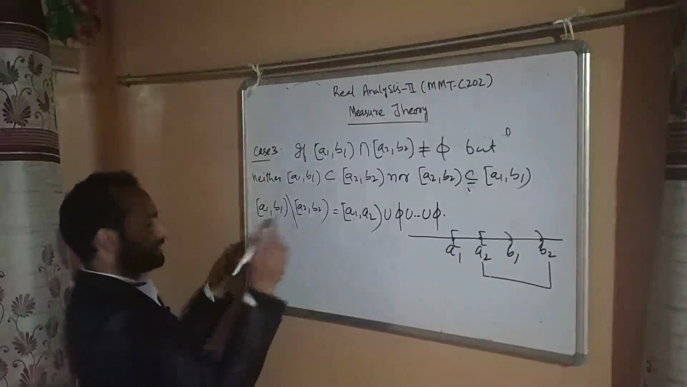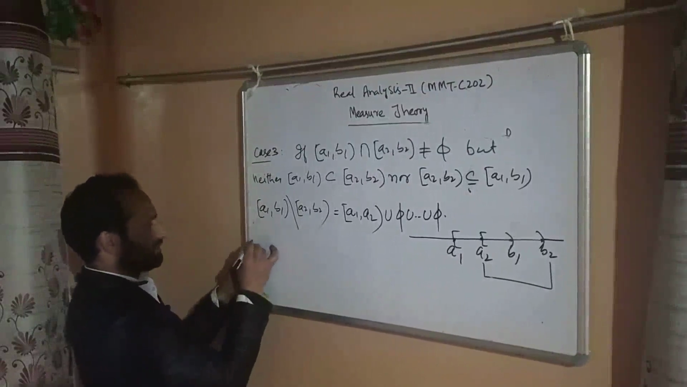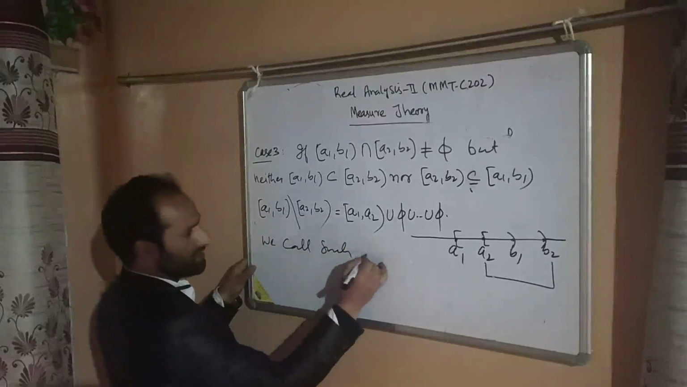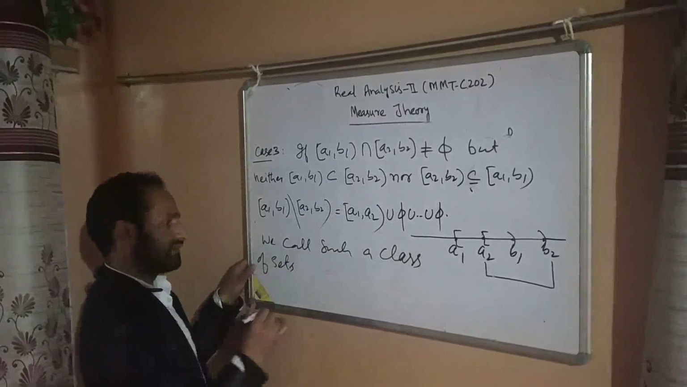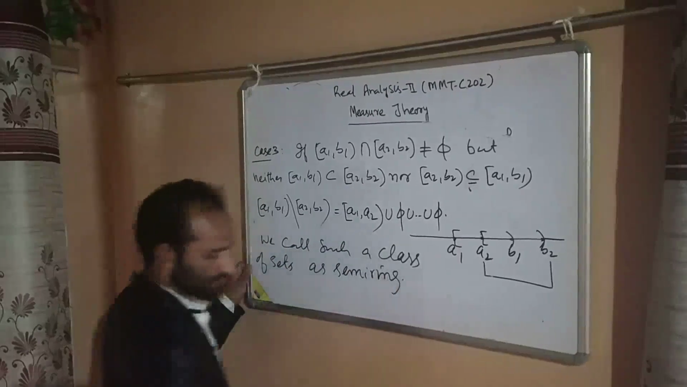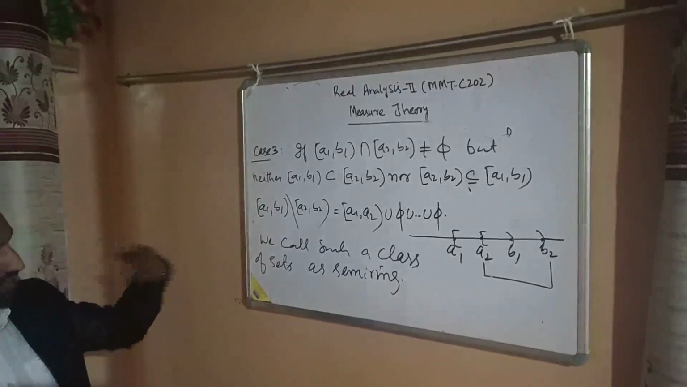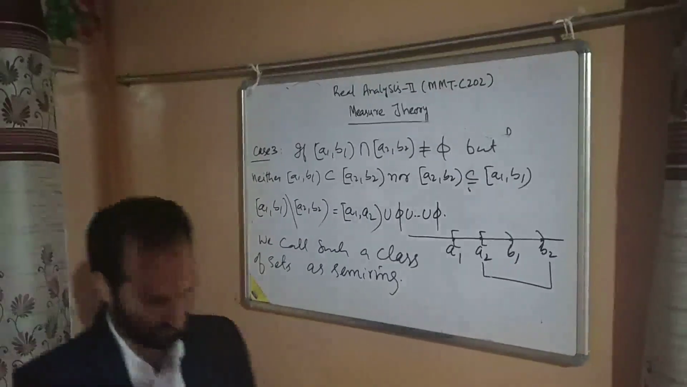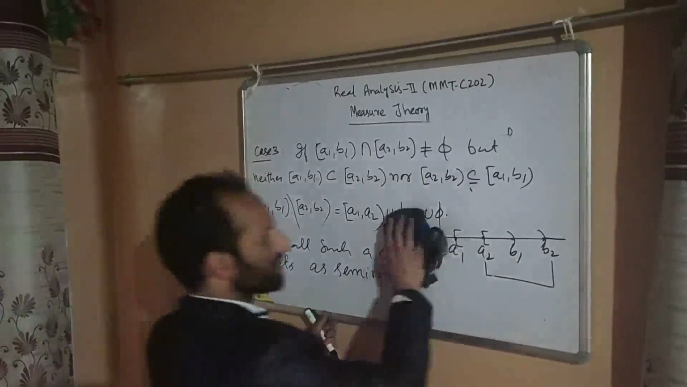So therefore this S satisfies all these three properties, and we call such a class of sets a Semiring. So if any class of sets has these three properties, then that class of sets is said to be a Semiring. Now we properly define this Semiring in a more abstract way.